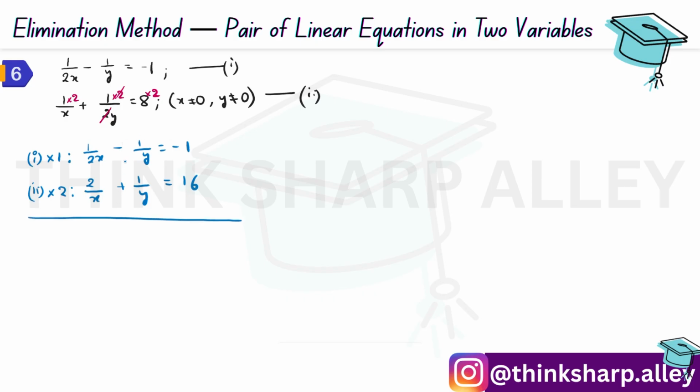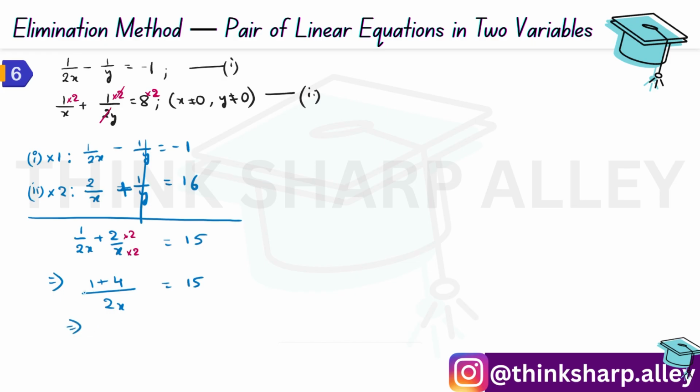Now obviously we'll add over here because these two already have opposite signs. So easily it will get cancelled, and here 1 by 2x plus 2 by x equals 16 minus 1, which is 15. Now what is the LCM of 2x and x? It's 2x, right? So over here, to make the denominator the same, I need to multiply 2 in the numerator as well as the denominator. So I get 1 plus 4, which equals 15.